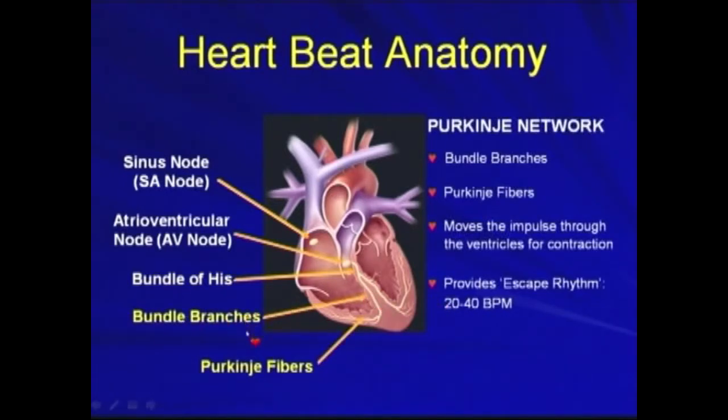And further down, we have the bundle branches and the Purkinje fibers, the so-called Purkinje network. It moves the impulse through the ventricles for contraction. And here, the escape rhythm is only about 20 to 40 beats per minute.